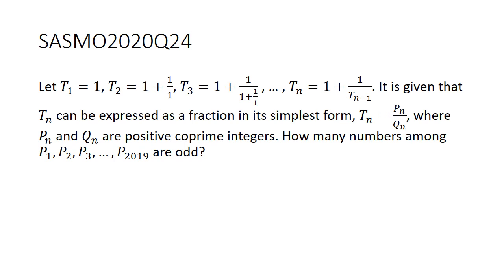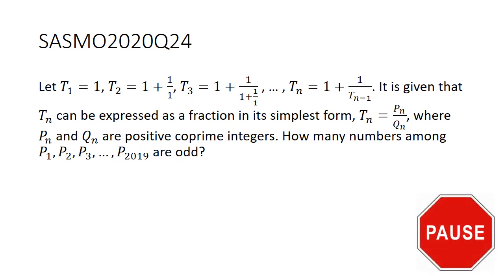It is given that tn can be expressed as a fraction in its simplest form, where tn equals pn over qn, and pn, qn are positive co-prime integers. How many numbers among the p's, p1, p2, p3, all the way to p2019, are odd? Pause the video here and give this question a good try.